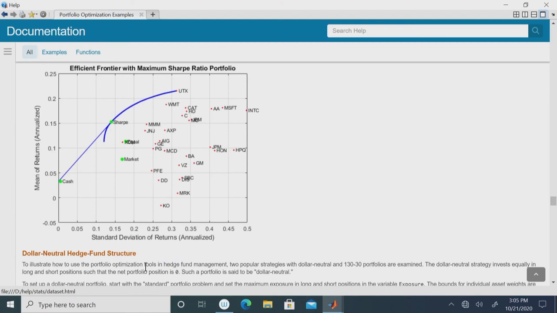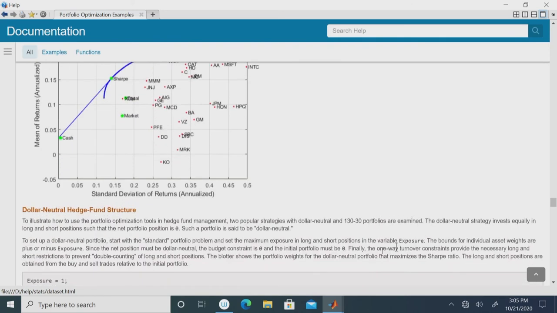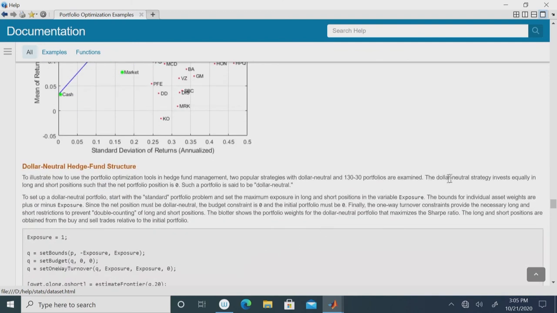Hedge funds are funds with a large amount of assets under management, and typically they will be handling assets on behalf of high net worth individuals or people who have a lot of disposable cash for investment. Now, two popular strategies adopted for portfolio optimization by hedge fund management are what are known as dollar neutral and 130-30 portfolios. Let us first talk about what the dollar neutral strategy is.